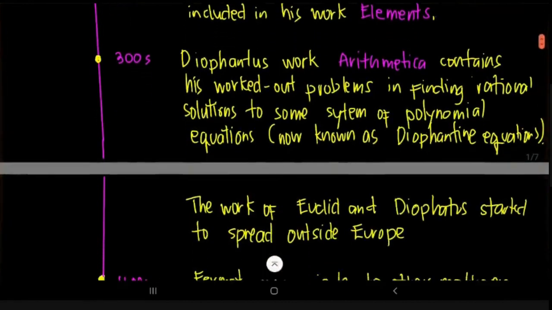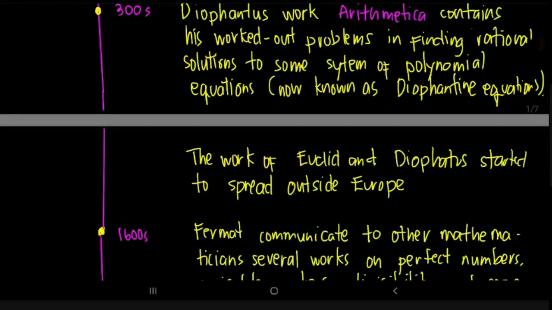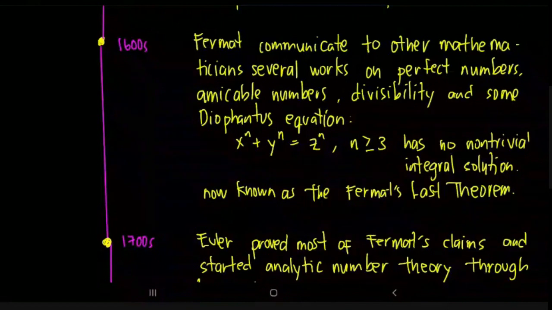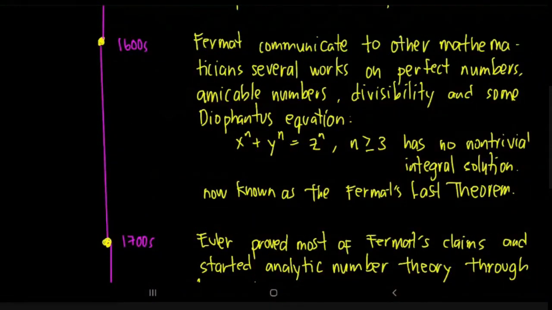The work of Euclid and Diophantus started to spread outside Europe. So there are some records in history of mathematicians from India or China that gave solutions to the equations that had been studied by Euclid and Diophantus. When the 1600s came, Fermat communicated to other mathematicians several works on perfect numbers, amicable numbers, divisibility, and some Diophantine equations.